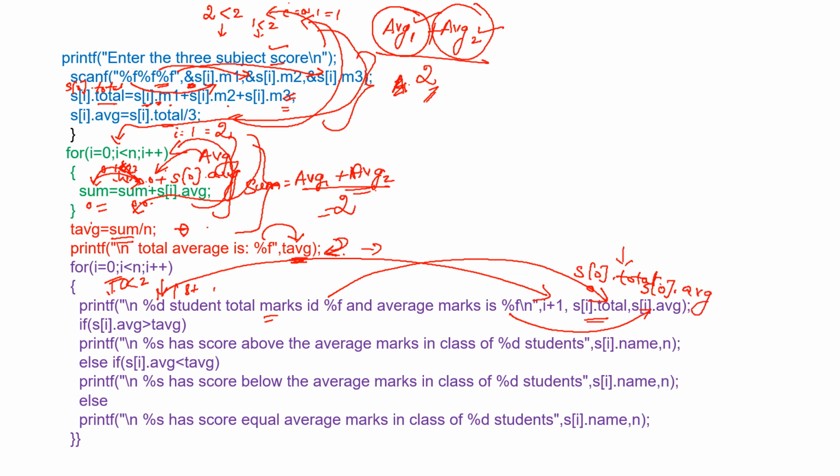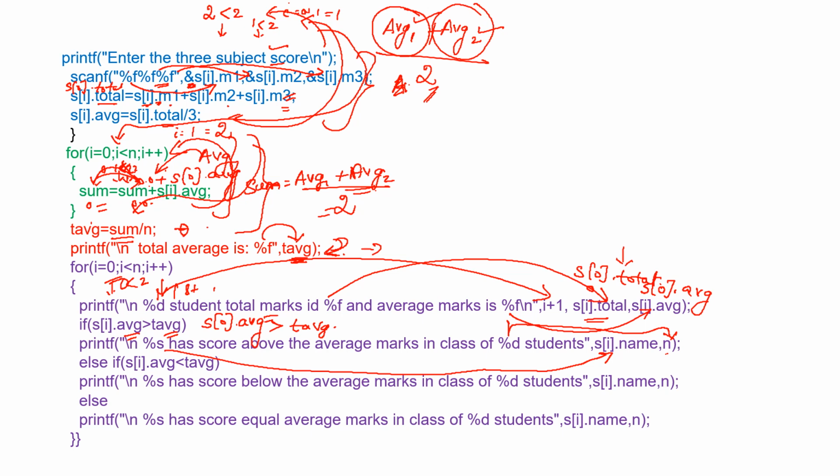Now it checks the condition whether the first student's average mark is greater than the total average. That is, s[0].avg is greater than t_average. If it is greater, then the student has scored above the average marks. So printf \n %s, where %s is replaced by your name: s[i].name has scored above the average marks in a class of how many students? 2 students, so it is in the variable n.